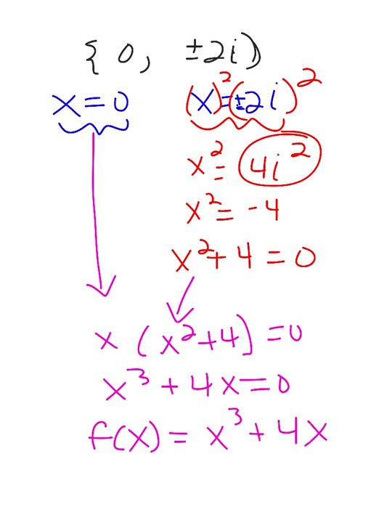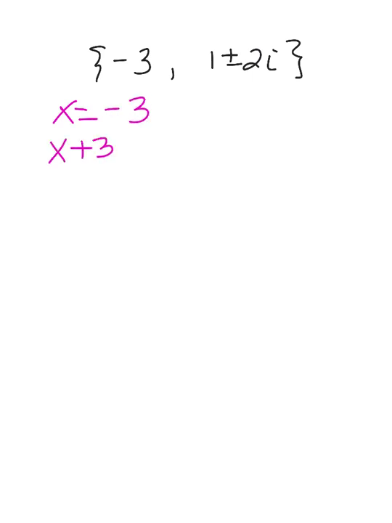All right, so let's take a look at the last one. Okay, so for the last one, my zeros are negative 3 and 1 plus 2i. I know it says plus 2i, so you have to know it's plus minus 2i. So I have 3 zeros here. One of my zeros is x equals negative 3. So my factor is x plus 3 equals 0.